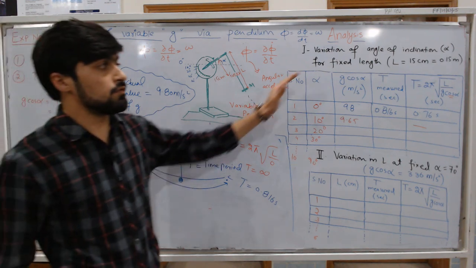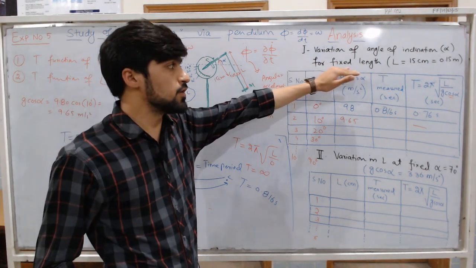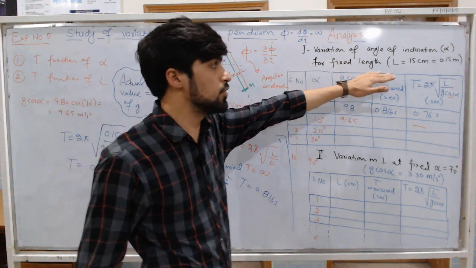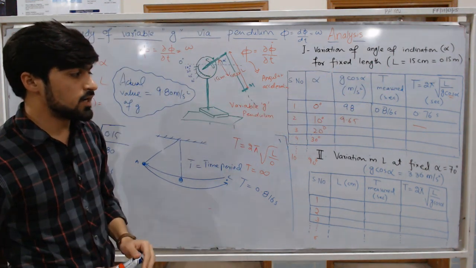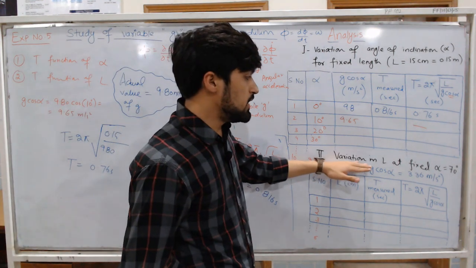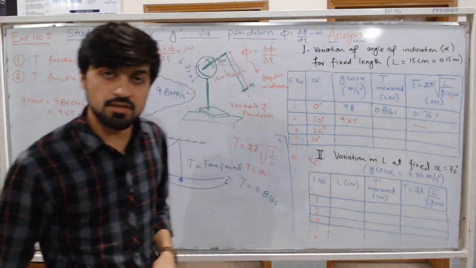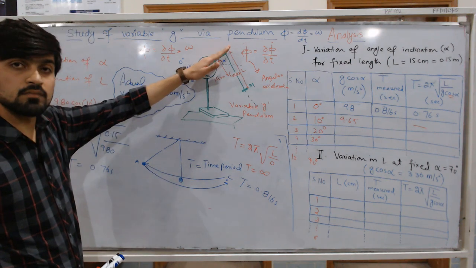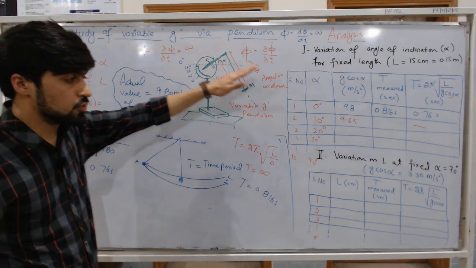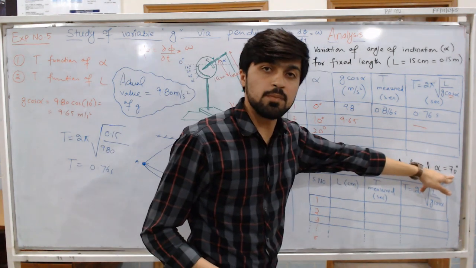The variation of angle of inclination, when we use the fixed length L equal to 15 centimeter. So this was part first. Now in the second part, what we will have to do is the variation in length at a fixed alpha of 70 degrees. Now we will keep this angle of inclination fixed. So the fixed angle is 70 degrees.